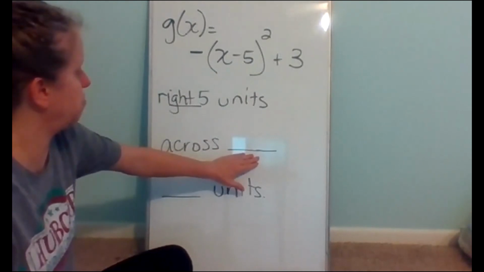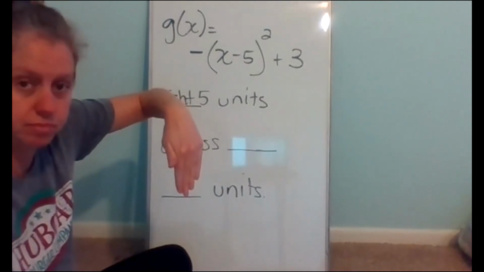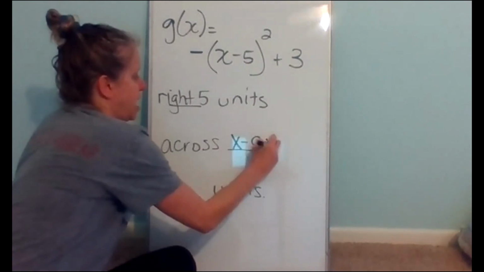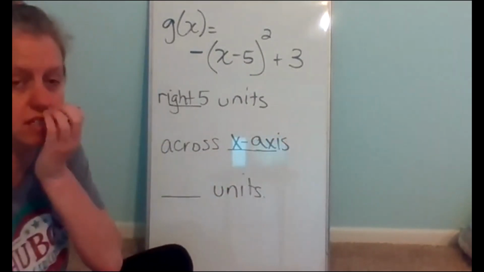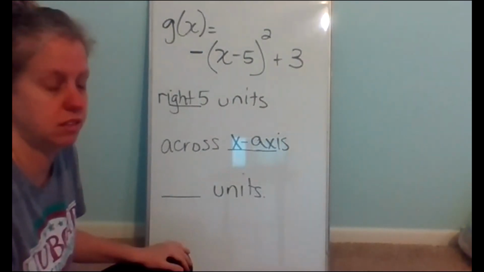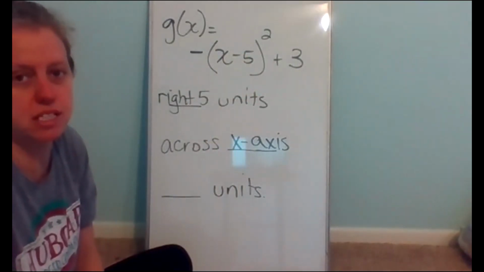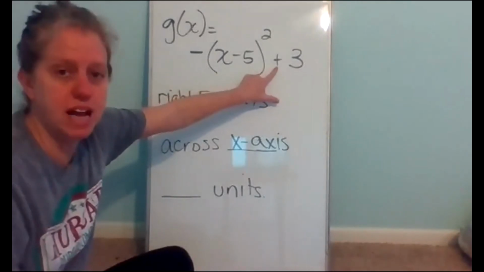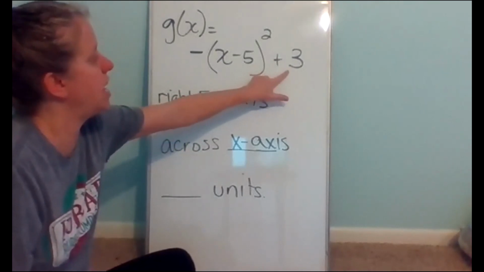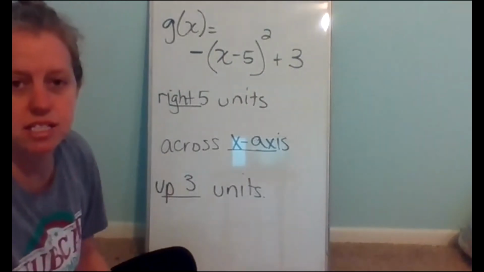Then it says across blank. So this right here, remember, that's what flips you upside down. Okay, but they call that across, it reflects across the x-axis. And then the last one gives you all up and down options. Okay, so here's my up and down number, right? The outside numbers shift you up and down. And so since that's +3, I go with that sign. So I'm going to go up 3 units.